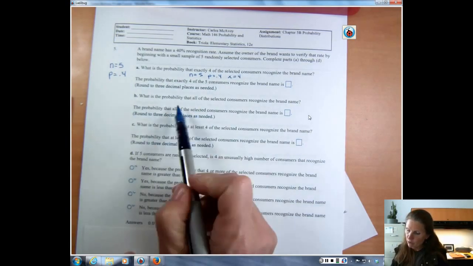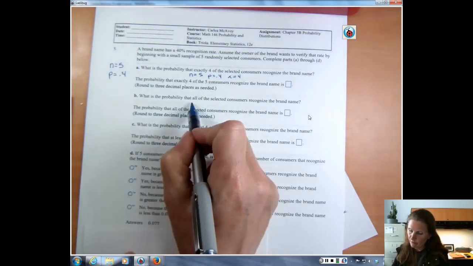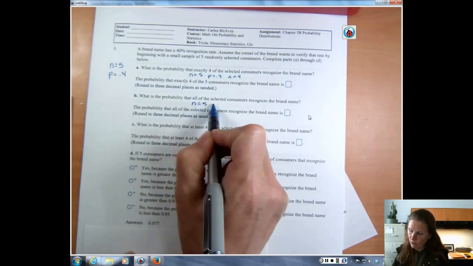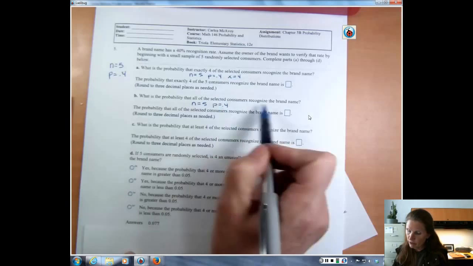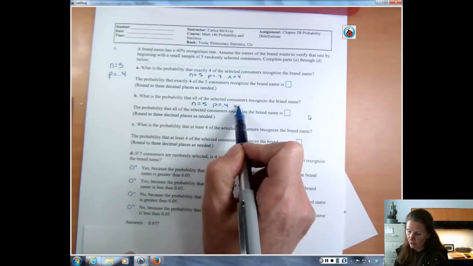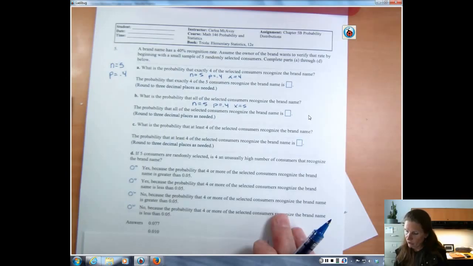B, what is the probability that all of the selected customers recognize the brand name? Well, I've got 5 people that I'm looking at. The probability of success is 0.4, and I want all of them to recognize it, which means I want all 5 successes. Very low, 0.01, 1% of the time that would actually happen.